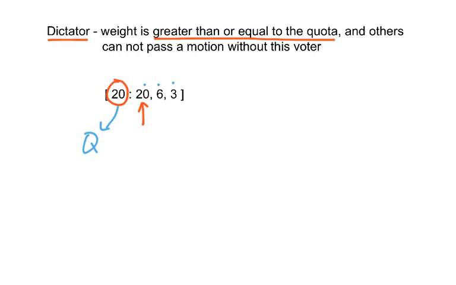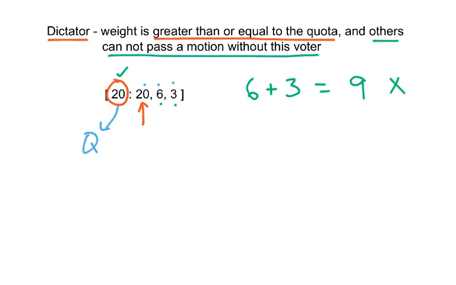The other condition we have to check is, do these other 2 voters have enough weight to pass a motion without that 20-weight voter? Well, if they were to form a coalition, which is a group of voters together, they would have a total weight of 9. But the quota is 20. So they would not have enough weight to pass a motion without the 20-weight voter. So this other condition is satisfied. And sure enough, this 20-weight voter here in this particular situation is a dictator.